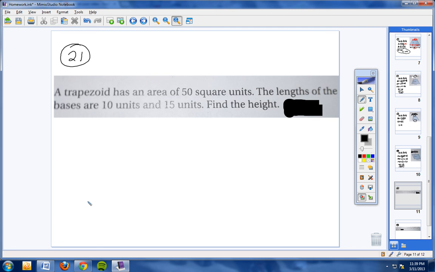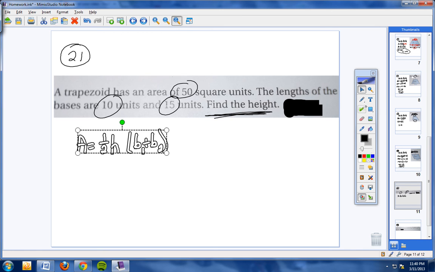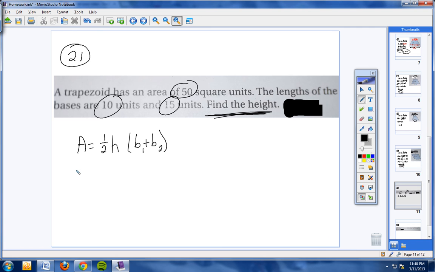Okay, if you read number 21 correctly, it's right here in front of you. They give us the area, they give us the two bases, and look what we're finding. We're finding the height. All right, so let's drag this formula right down here. And where the A is, I'm going to substitute 50. Where the H is, I'm going to substitute nothing, because that's what I'm solving for. My two bases, well, 10 and 15. Add them together, you get 25.